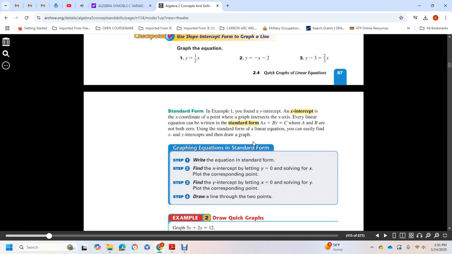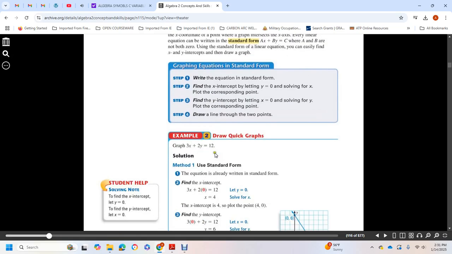Step 1, write the equation in standard form. Step 2, find the x-intercept by letting y equal 0 and solving for x, then plot the corresponding point. Step 3, find the y-intercept by letting x equal 0 and solving for y, then plot the corresponding point. Step 4, draw a line through the 2 points.